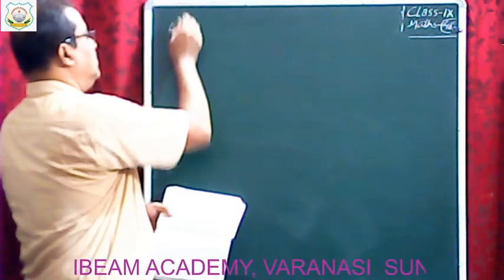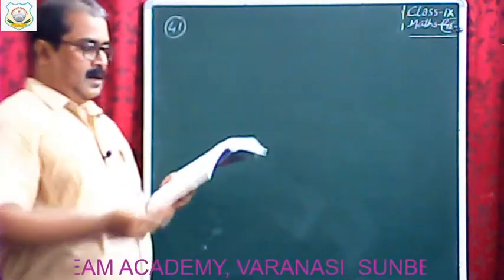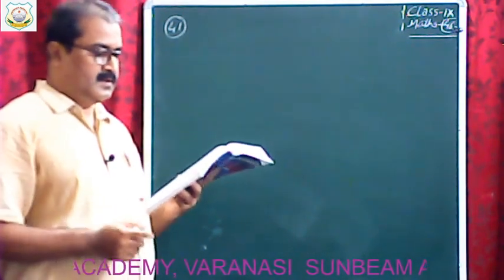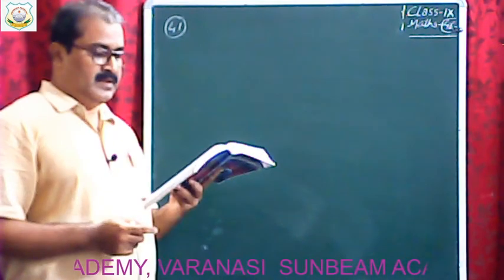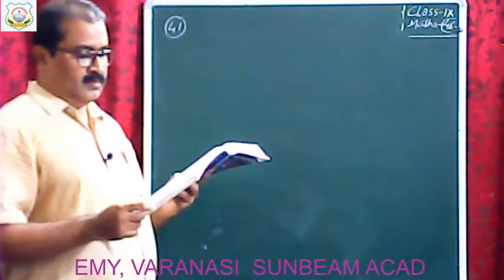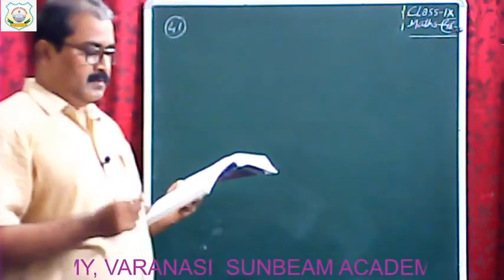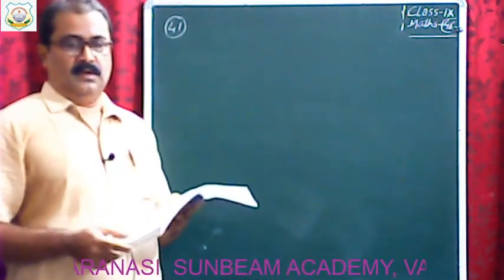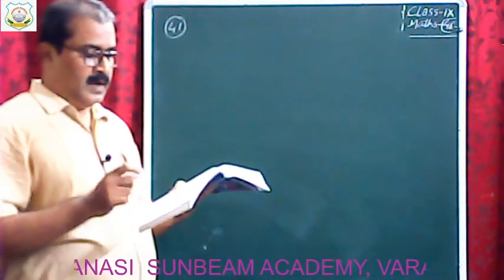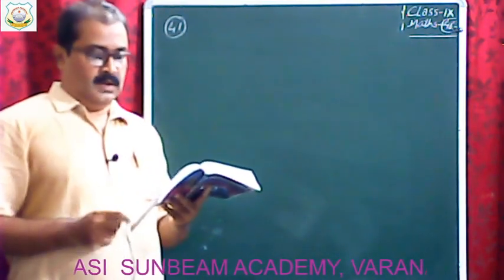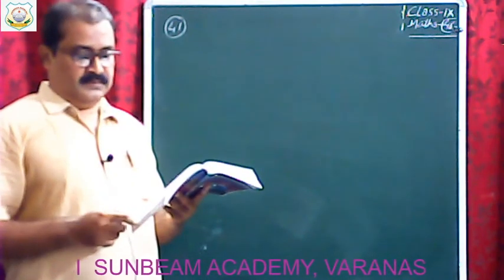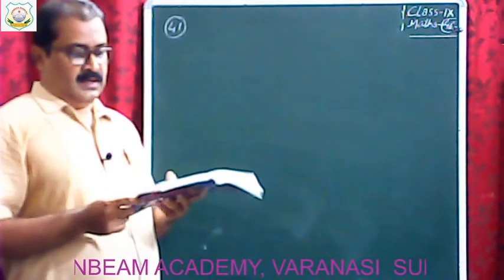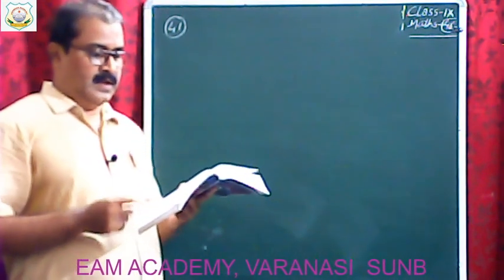Question number 41. A parallelogram and a rhombus are equal in area. The diagonals of rhombus measure 120 meter and 44 meter. One of the sides of the parallelogram measures 66 meter. Find corresponding altitude. Means area of a parallelogram and rhombus are equal. Diagonals of rhombus are given. One side of the parallelogram given. We have to find corresponding altitude of the parallelogram.